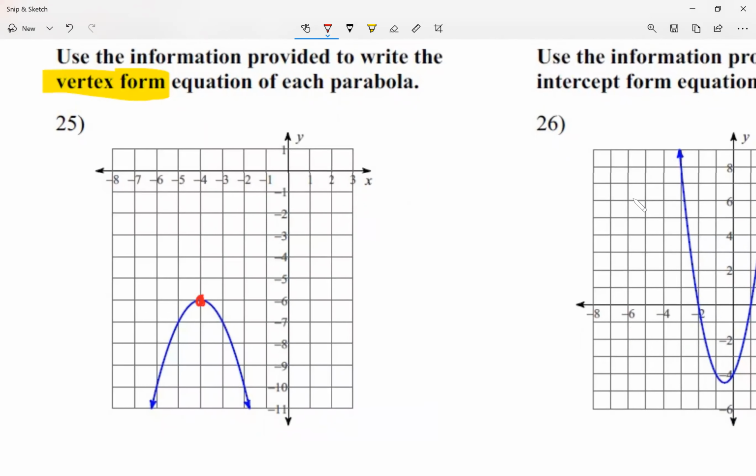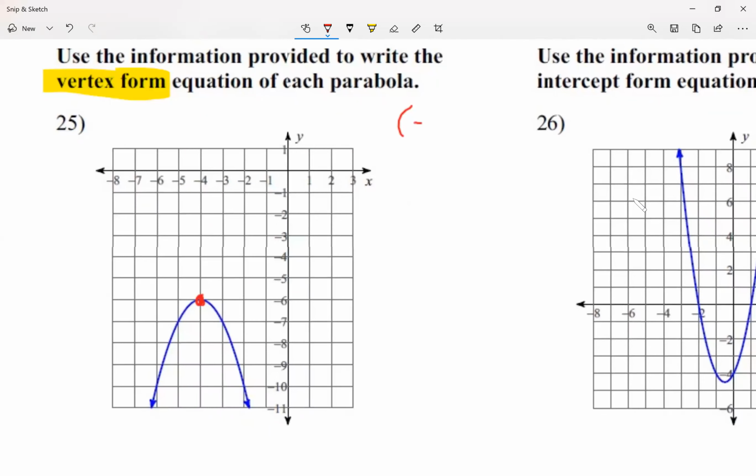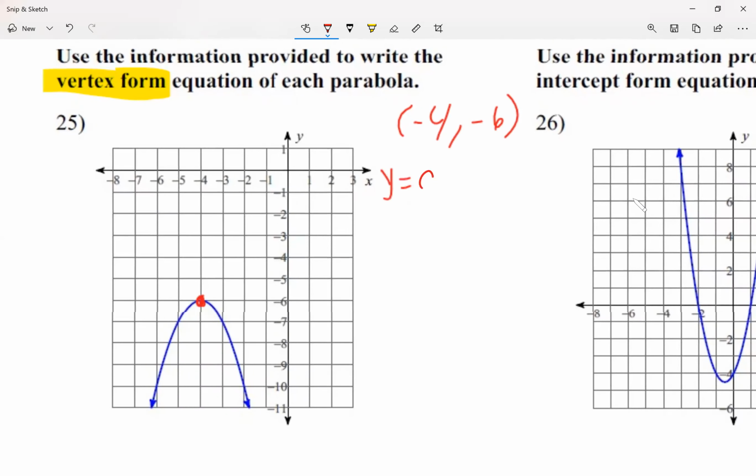When my parabola is open down, it is the highest point. When my parabola is open up, it's the lowest point. My vertex is the point -4, -6. And I know most of my answer. I have y equals, right now, let me just say A for the aperture. I expect this to be a negative number because it is open down. Right now, I don't know what the aperture is. I just know it's a negative number.